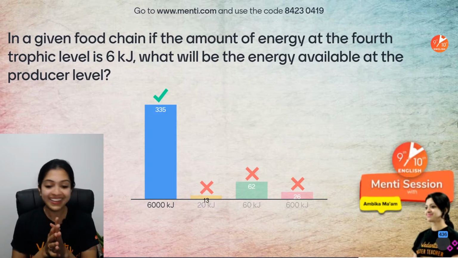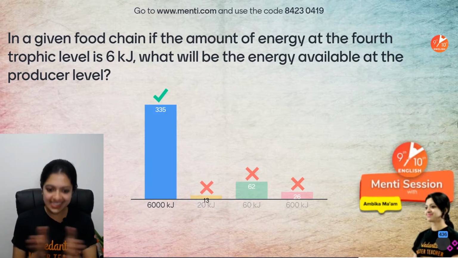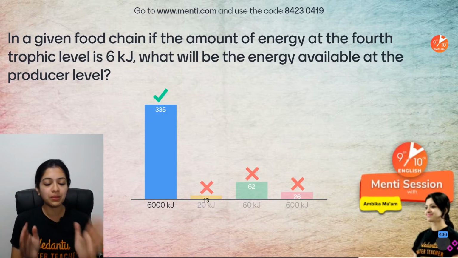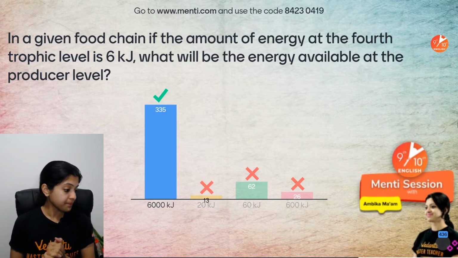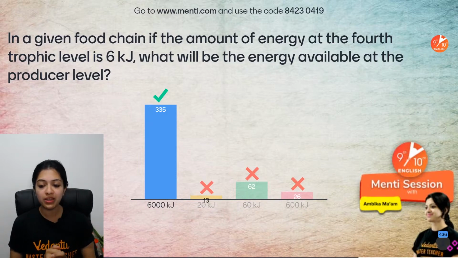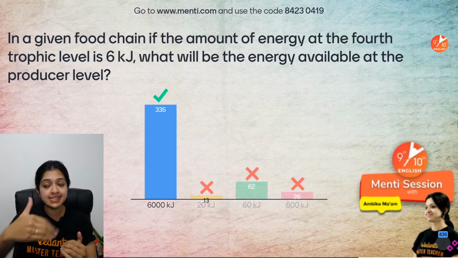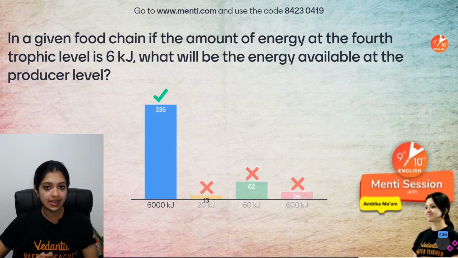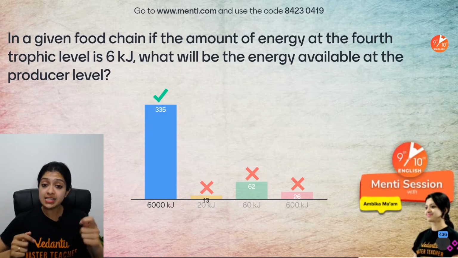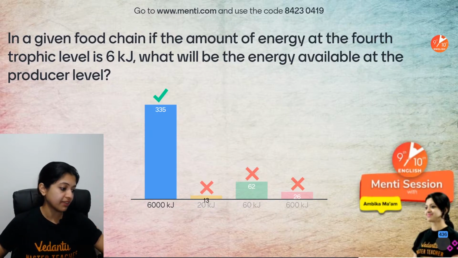Yes. Okay. Exactly. 6,000 kilojoules would be the answer. How does this work? Children, tell me, how does this work? It's based on the 10% energy law. Remember? At the producer level would be maximum energy, and as the food chain progresses, there would be 90% less than what the previous trophic level had.